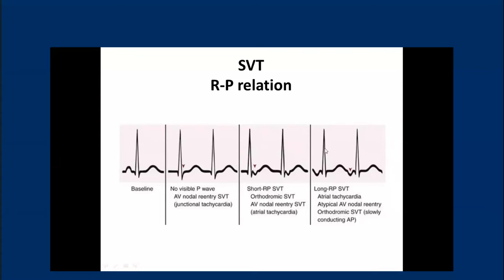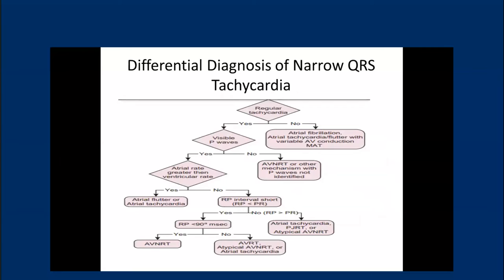And long RP tachycardias, whereby the distance between the R wave and the P wave is very long, are usually seen in atrial tachycardia. It can also be seen in atypical AVNRT, whereby the retrograde pathway conducts slowly. And looking at the RP is helpful in differentiating these arrhythmias. As you can see here, this is the general approach to narrow QRS tachycardias. First, we need to look whether they are regular or not. Irregularity usually means atrial fibrillation or SVT with variable conduction or multifocal atrial tachycardia, which is a typical arrhythmia for patients with COPD. So the clinical scenario is important as well.